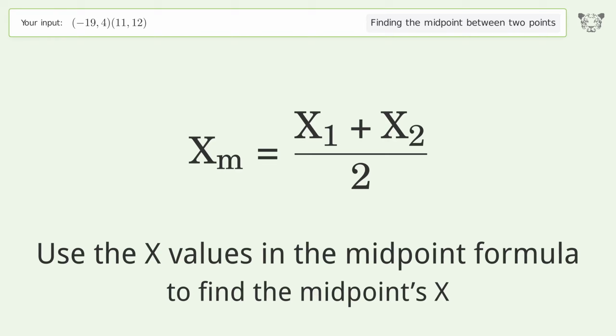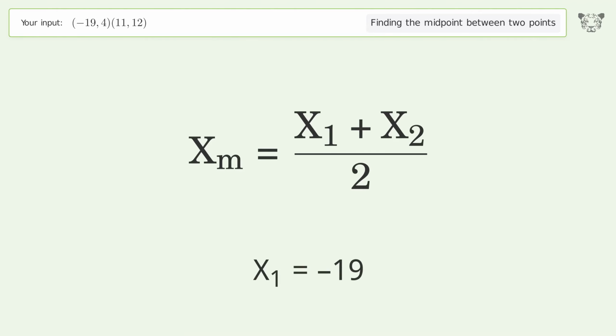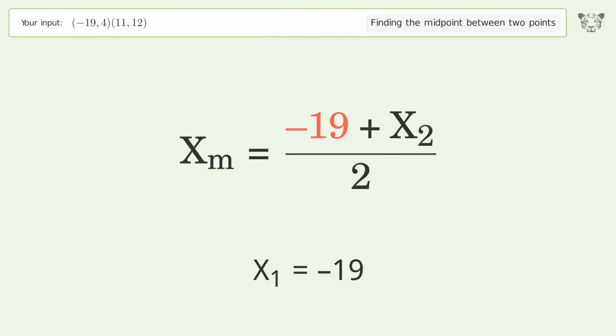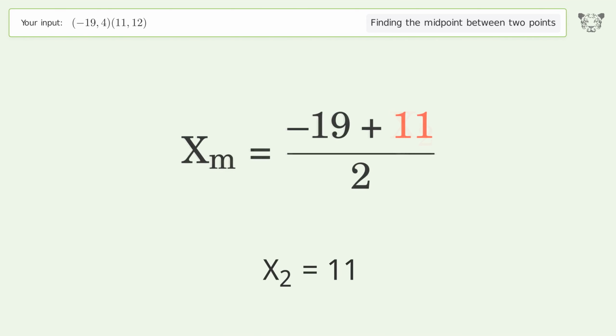Use the x values in the midpoint formula to find the midpoint's x. x1 equals -19. x2 equals 11. Simplify the arithmetic.